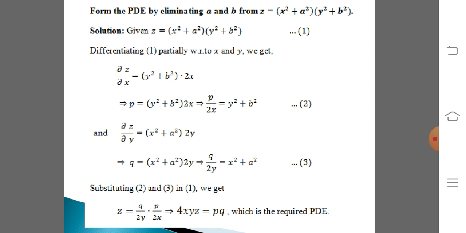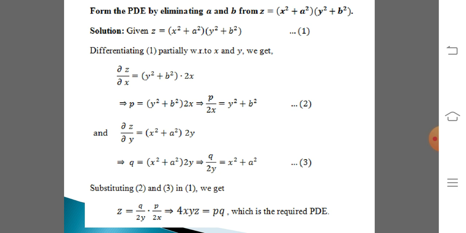Similarly, if we differentiate 1 partially with respect to y, we get dou z by dou y equal to x square plus a square is constant here, so it will come as it is, and the derivative of y square plus b square with respect to y is 2y. So we get dou z by dou y equal to (x square plus a square) into 2y, but dou z by dou y can be taken as q, so hence we have q equal to (x square plus a square) into 2y. This implies x square plus a square equal to q by 2y.